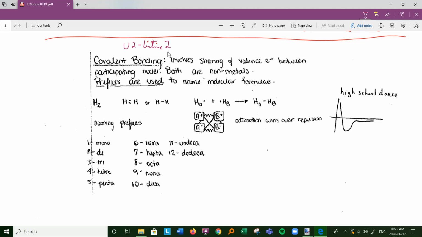Hydrogen is a nonmetal, so it is part of covalent bonding situations. Covalent means sharing, like cooperation, sharing of an operation to make something good happen. Covalent bonding is the sharing of valence electrons between participating nuclei, where both are nonmetals. You do use prefixes to name them. Here are some prefixes: mono, di, tri, tetra, penta, hexa, hepta, octa, nona, and deca, undeca, dodeca. We won't do more than 10.